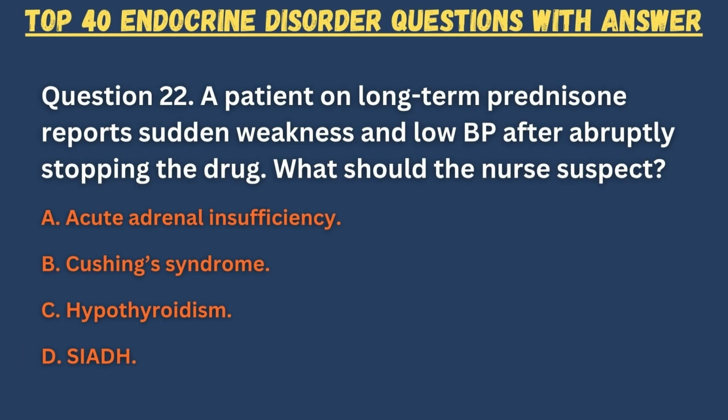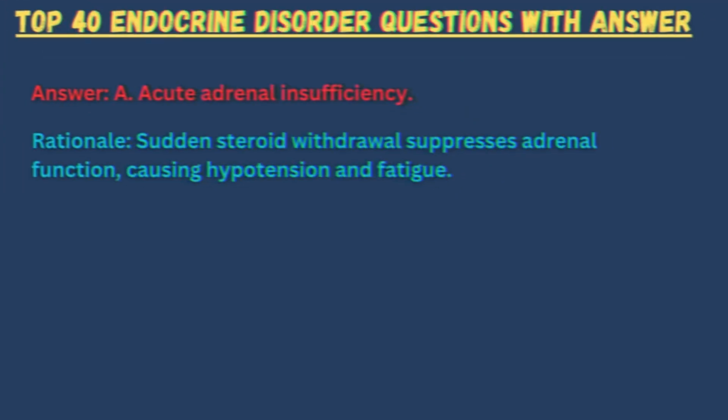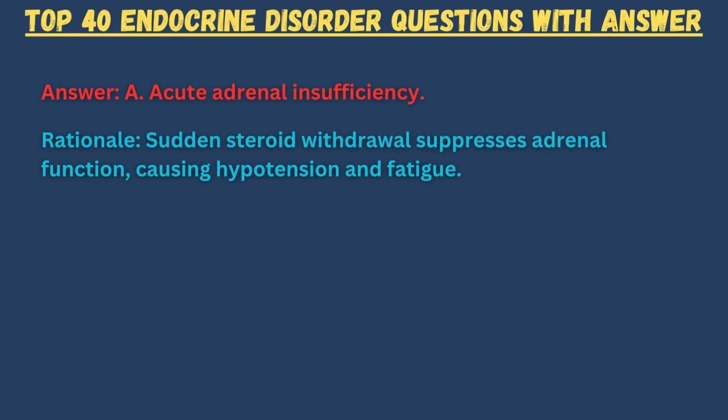Question 22. A patient on long-term prednisone reports sudden weakness and low BP after abruptly stopping the drug. What should the nurse suspect? A. Acute adrenal insufficiency. B. Cushing syndrome. C. Hypothyroidism. D. SIADH. Answer: A. Acute adrenal insufficiency. Rationale: Sudden steroid withdrawal suppresses adrenal function, causing hypotension and fatigue.